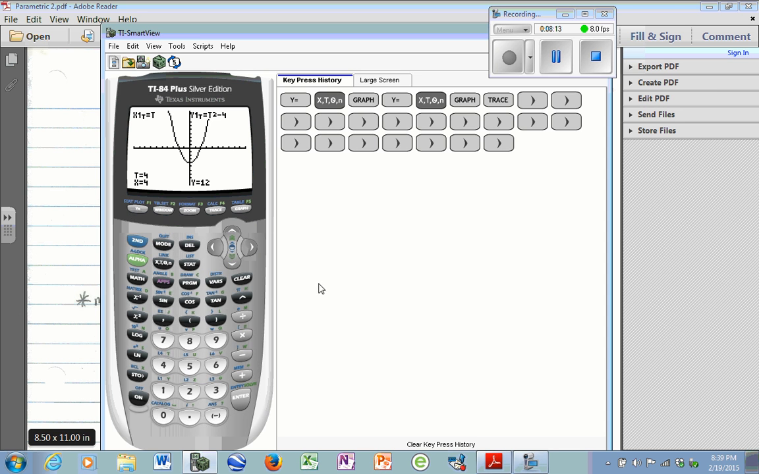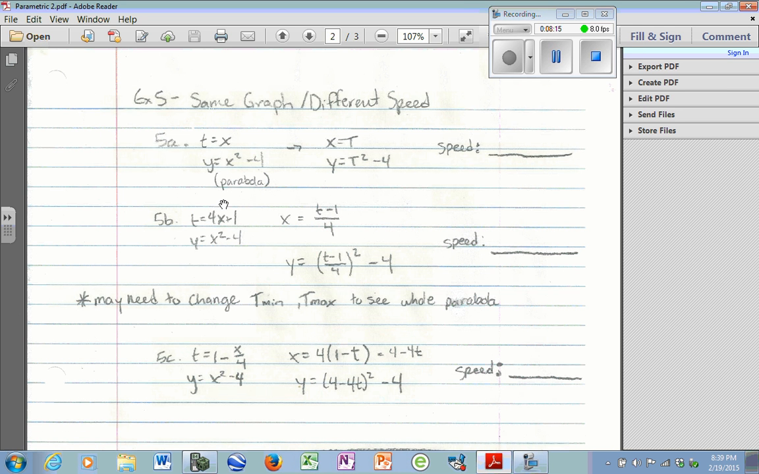Okay, now let's look at the second one. Here's our equation: 4t plus 1 for x. If we replace in our equation, we solve for t, by subtracting 1 from each side and then dividing by 4. So t equals (x minus 1) divided by 4. Then we substitute that in for x in the second equation, (t minus 1) over 4. And you don't have to do the expansion on that. You can just leave it in that form. That's what I'm going to do.